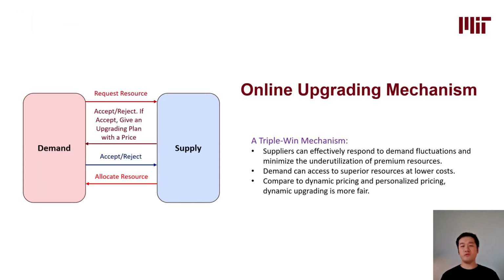And so, let me introduce this online upgrading mechanism. The demand units arrive one by one, and each one of them will request some resource from the supply side, and the supply side will decide either to accept or reject. If accepted, they will give it an upgrading plan with a price. And then the demand side can decide either to accept or reject this upgrading plan. And finally, based on the decision of the demand side, the supply side will allocate the resource.